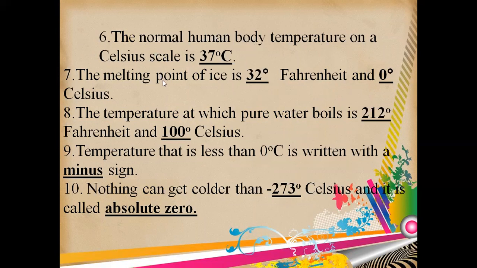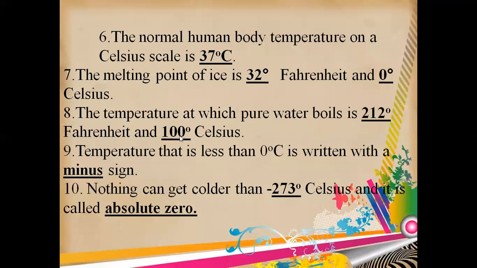Number 7, the melting point of ice is dash on Fahrenheit and dash on Celsius. 32 degrees on Fahrenheit and 0 degrees on Celsius. Melting point of ice, keep remember. Number 8, the temperature at which pure water boils is dash on Fahrenheit and dash on Celsius. 212 on Fahrenheit and 100 degrees on Celsius.